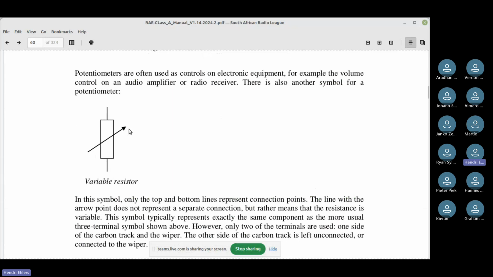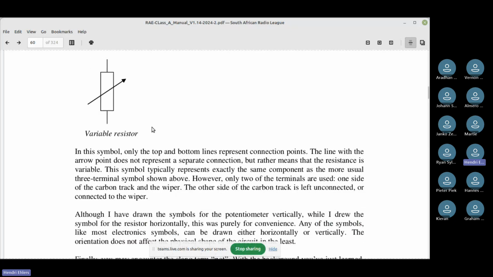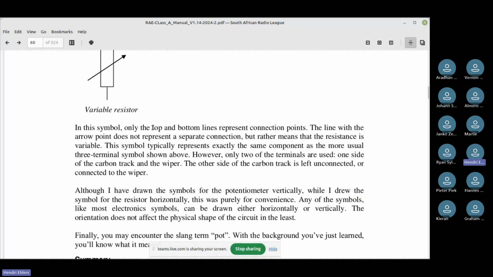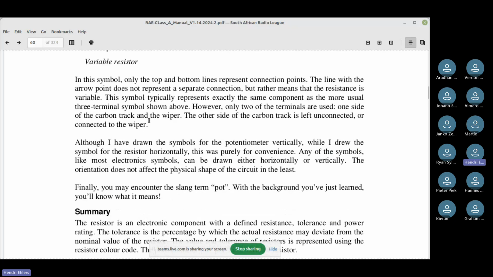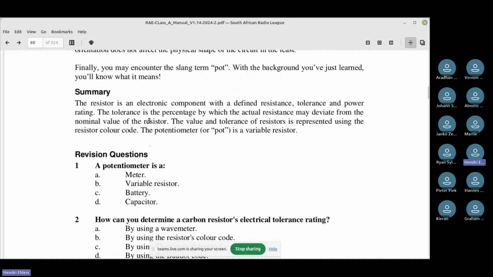If this arrow points the other way, it means it's a preset. Then it's not a volume control like you've got on your hi-fi. It's something that you preset and leave at a setting, like how they tune your radio on the inside. You don't, as a user, go and adjust that. You need a technician to adjust it, which you will be very close to by the time you're done with this course. Summary, let's see what they say.